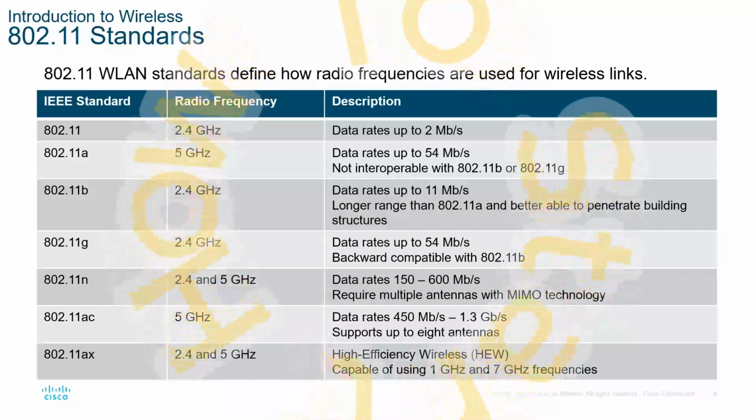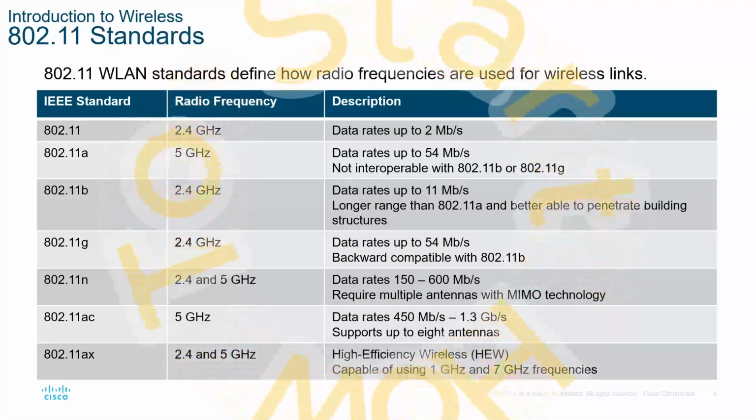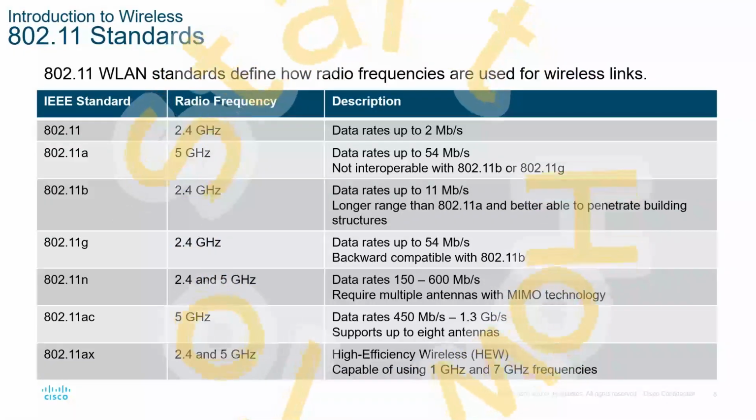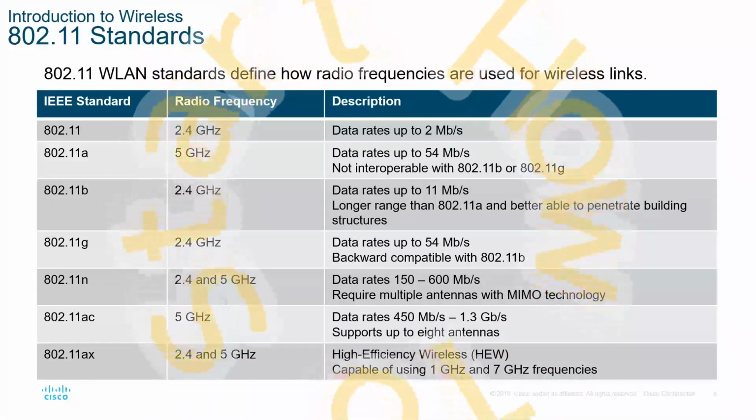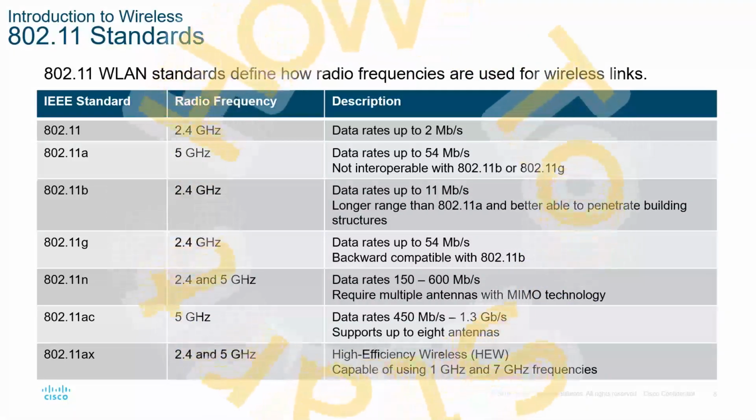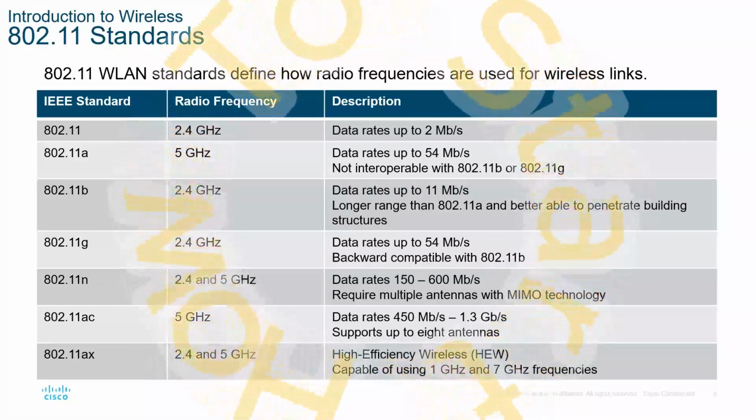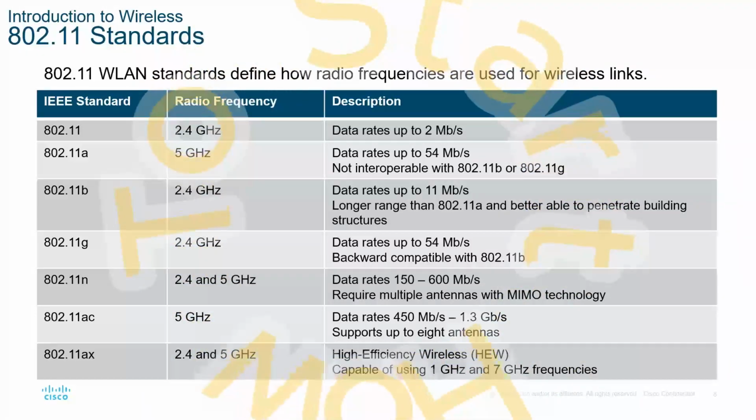802.11a. It no longer used the 2.4 gigahertz range, it now used the 5 gigahertz range. And it allowed for faster connectivity at 54 megabits per second. However, this was extremely expensive. An alternative to that was 802.11b. It used the 2.4 gigahertz.